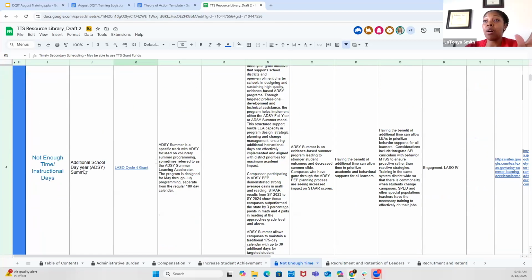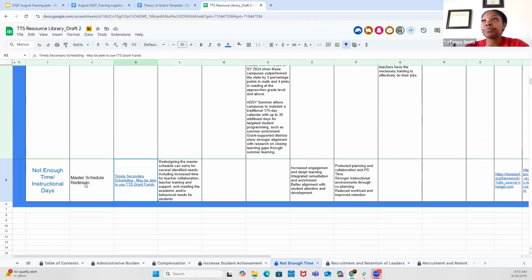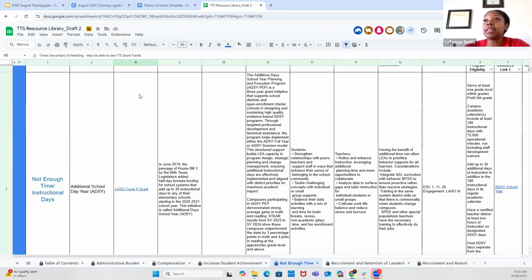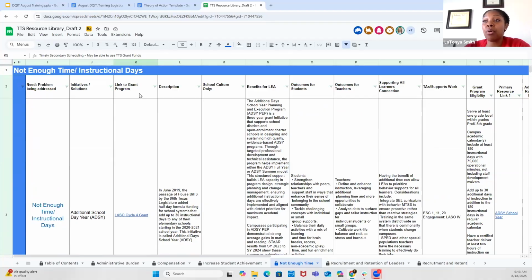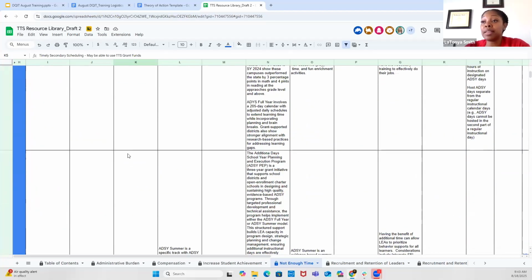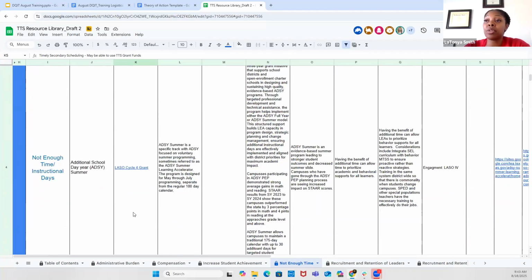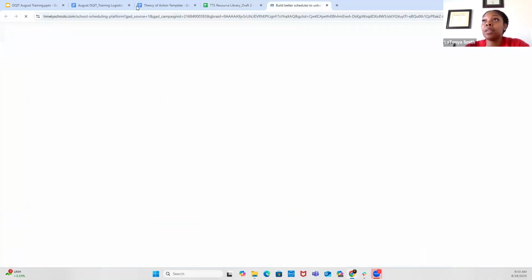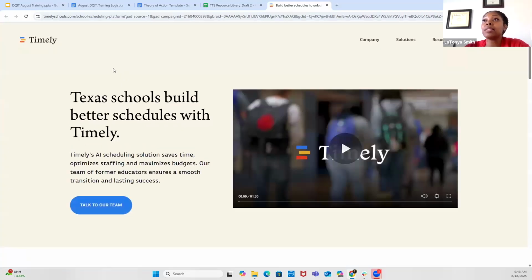A better example for you all might be master schedule. For master schedule, there is a link here. We have linked here the different links to the actual program. So in this case, there is a link that will go, I'm sorry for scrolling so fast, to Timely. And so Timely is a tool that you can use in response to master scheduling. It's an AI scheduling solution. And so that link will take you straight to Timely.